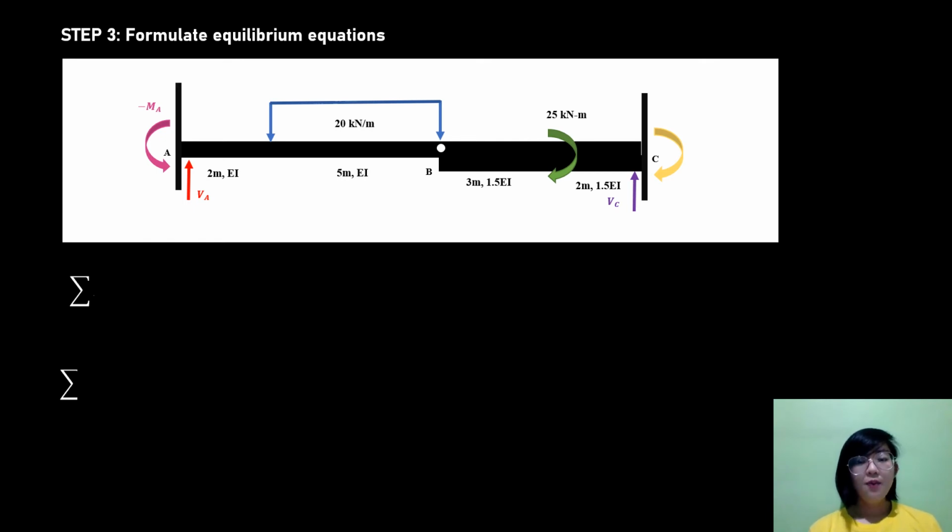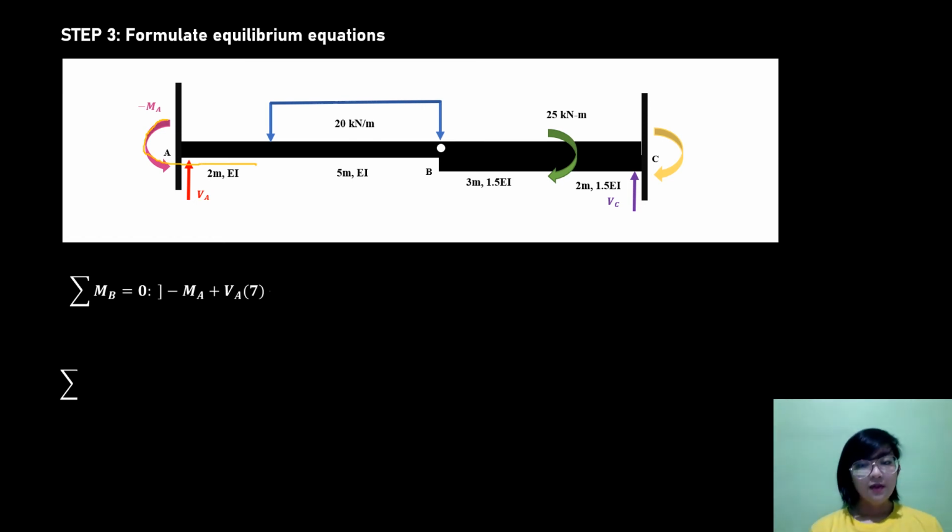So here, magmo-moment tayo sa point B since yung sa dalawang equation na nakuha natin, MA, VA, VC, and MC lang nakalagay. So para hindi naman madagdagan yung unknowns natin, dito sa B na tayo mag-moment. So summation moment B equals to 0, negative MA, kasi counterclockwise siya. Counterclockwise punta dun sa moment.